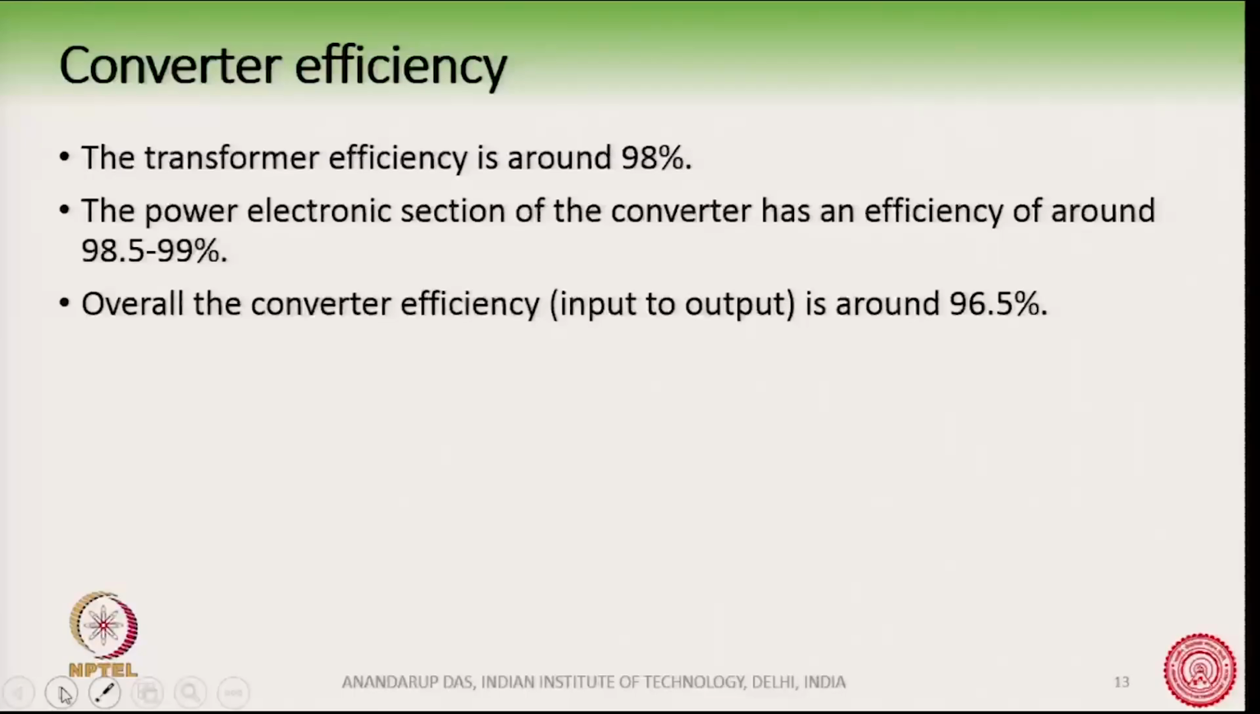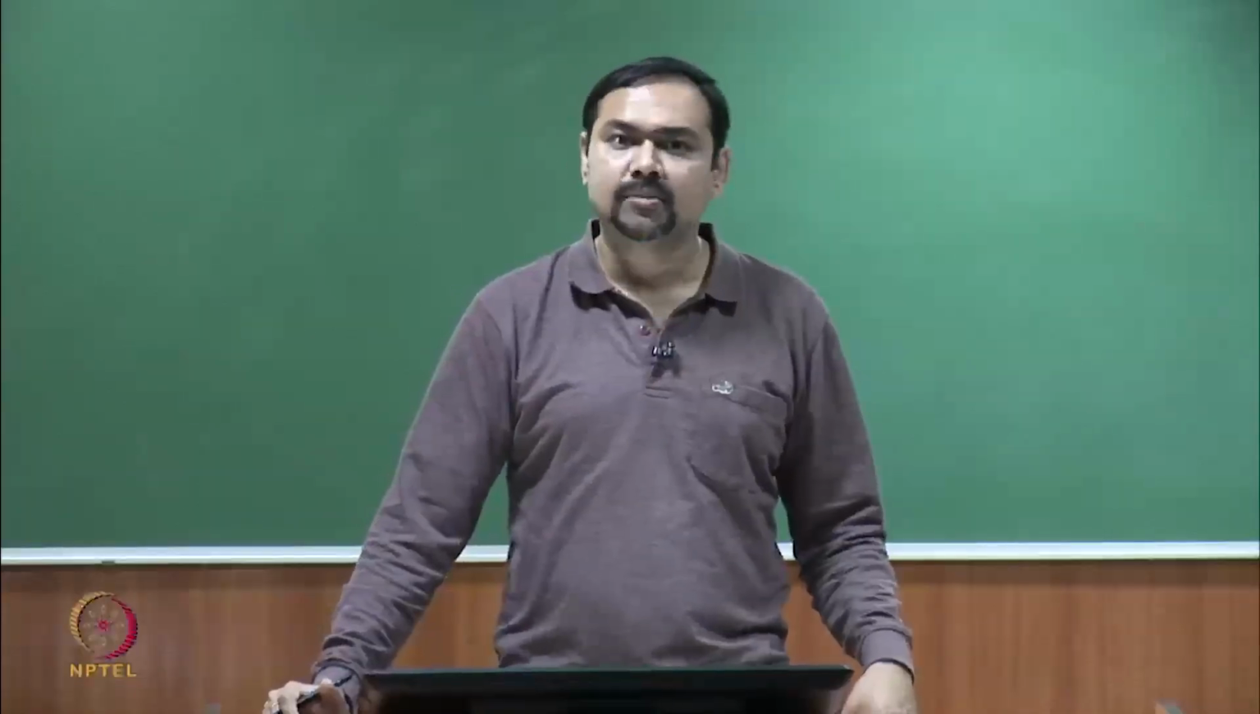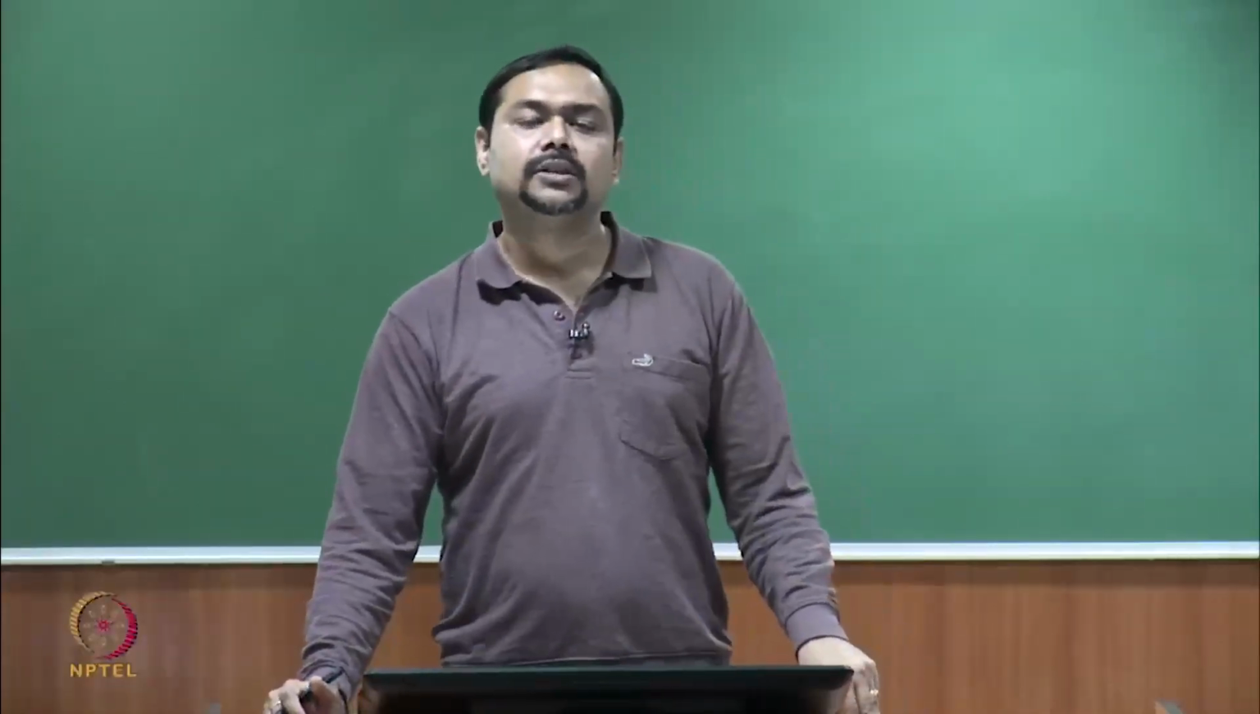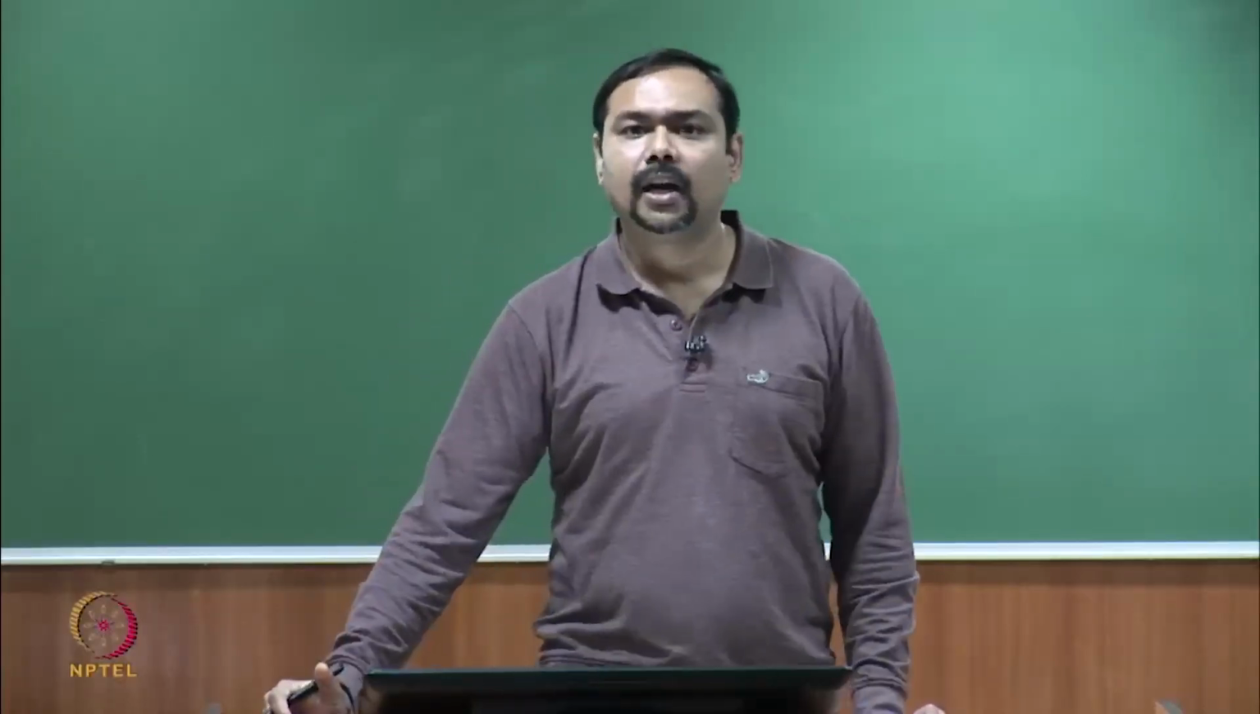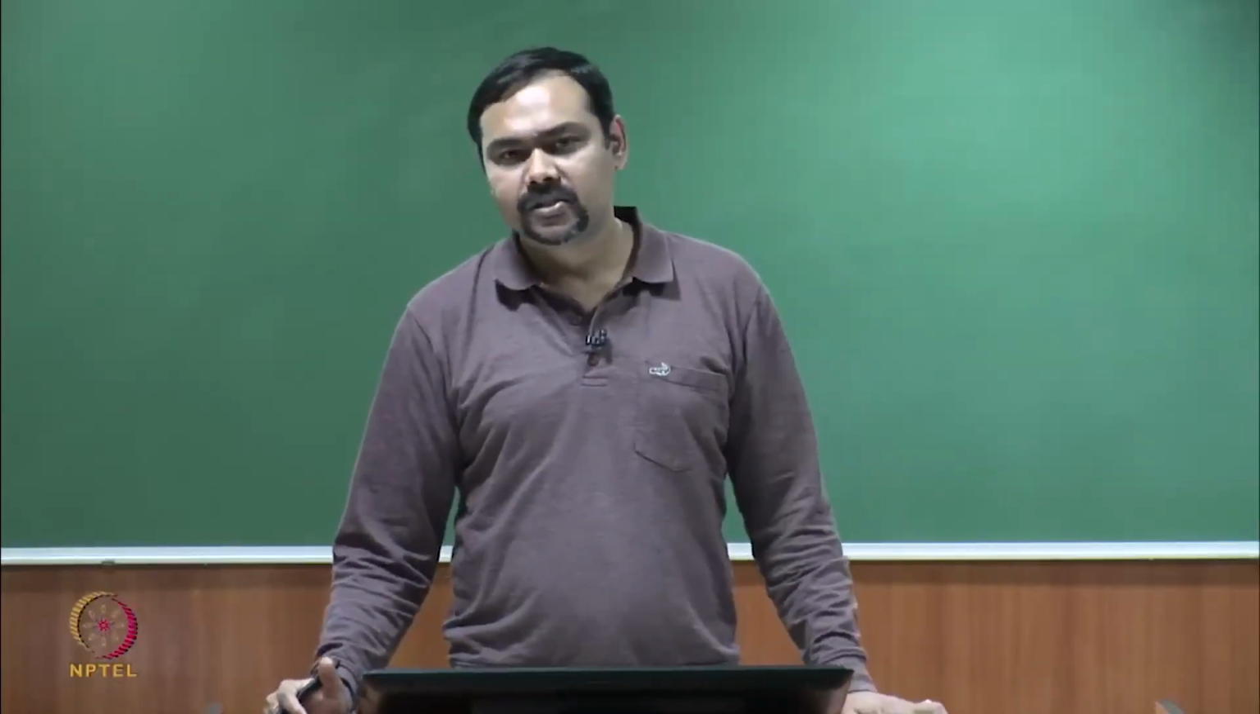And coming to the efficiency, the transformer efficiency is close to about 98%. Again, this is a very rough approximation. The power electronics section of the converter has an efficiency of about 98 to 99%. So, the overall converter efficiency, from the transformer primary to the motor, is more than 96%. This is the efficiency range in which cascaded H-bridge converters generally operate.